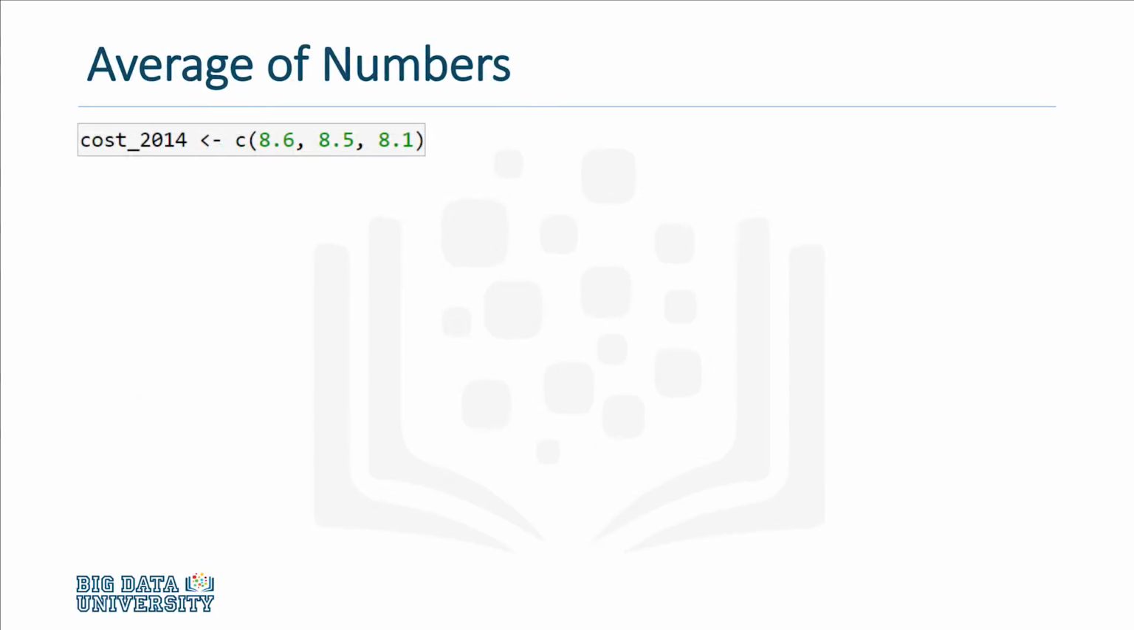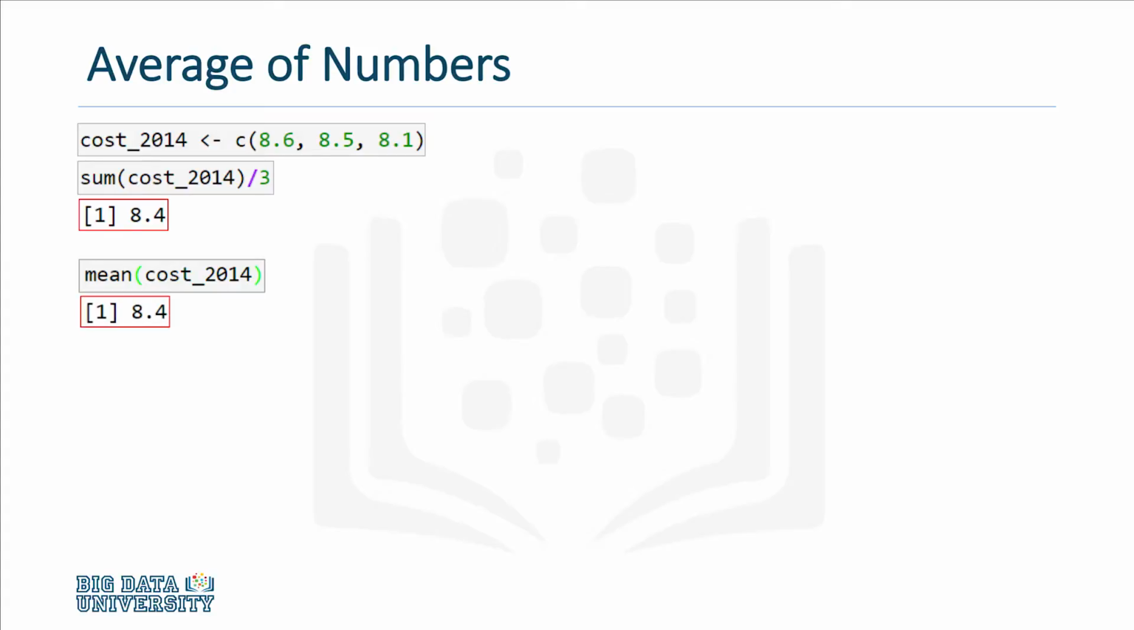Now suppose we have a vector that contains the cost of 3 movies in millions, and we want to compute the average. One way to do this is by using the sum function to calculate the sum of all the vector elements, and then dividing the result by 3. A simpler alternative is to use the mean function instead. Both of these methods will produce the same result.